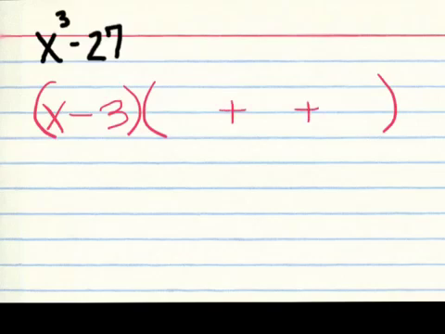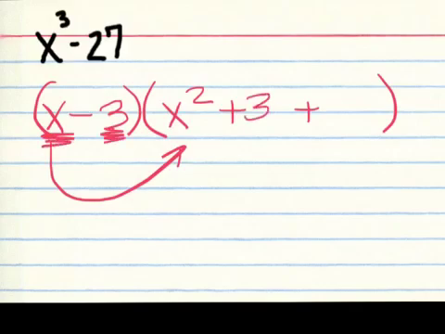The solution for the practice is that the cube root of x to the third is x, the cube root of 27 is 3. And in your second quantity you have two plus signs. Square this one to get x squared, multiply these two to get 3x, and then square that one to get 9.